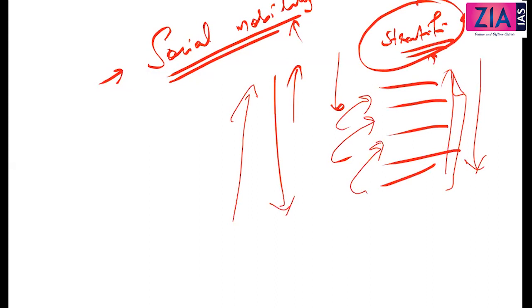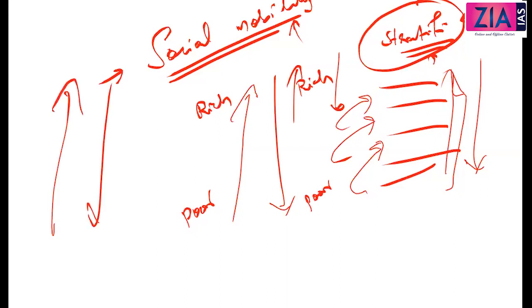Okay. Now, upward mobility means what? You are born as a poor person, you become rich. This is upward mobility. And then you are born as a rich person, you become poor. That is downward mobility. So this is a simple way in which you can understand that there are different dimensions of mobility. This is vertical mobility, going this way.